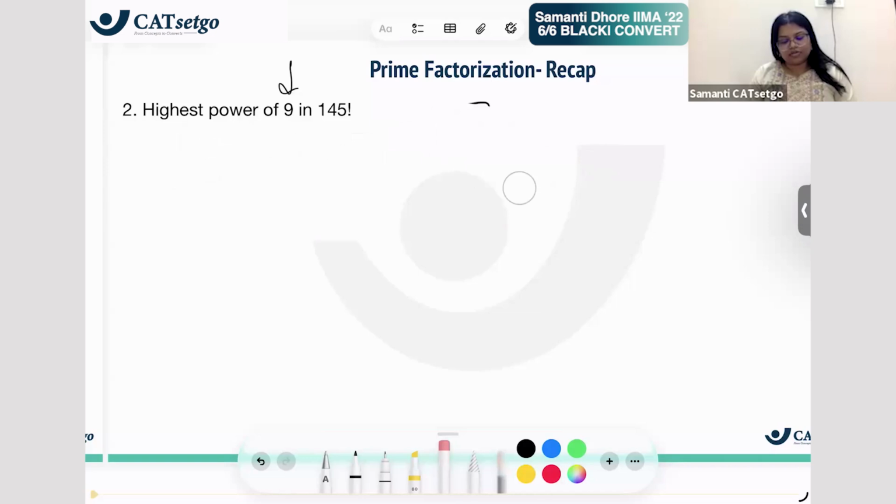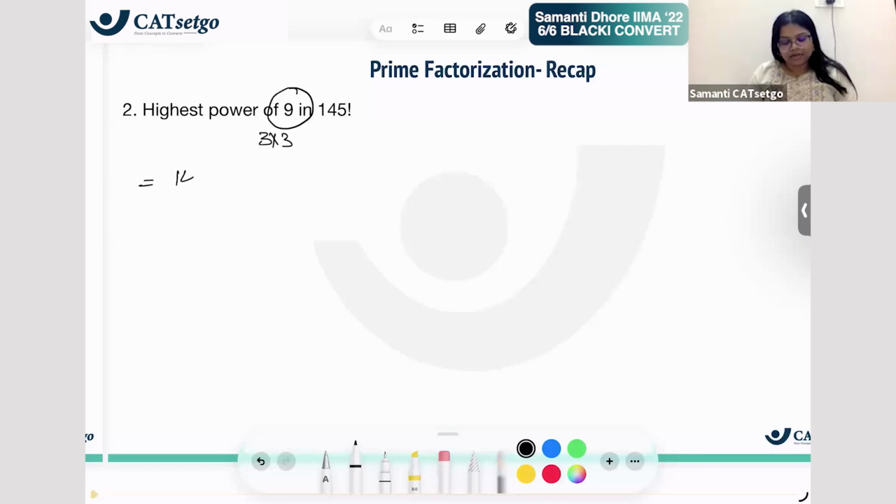What is the other method we use? How do we solve them? That method is applicable only for primes, because what we do is prime factorize 9. 9 is 3 into 3, 3 square, right? So what I'll have to do is find, in 145 factorial, what is the power of 3 available, and then from there determine what is the power of 9 that can be derived.